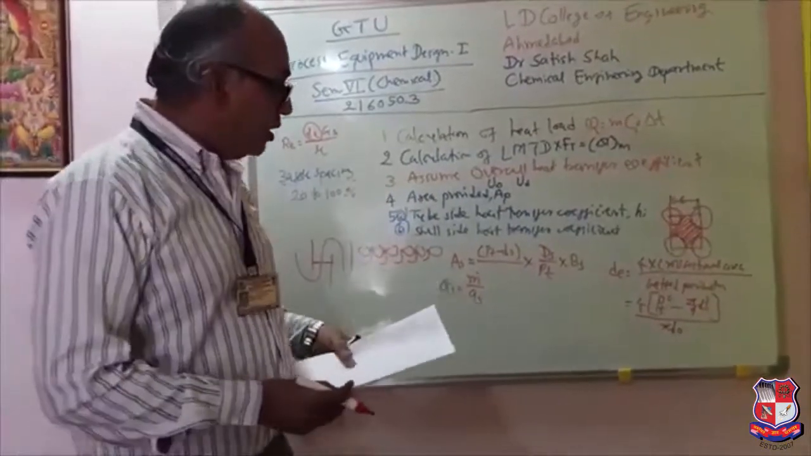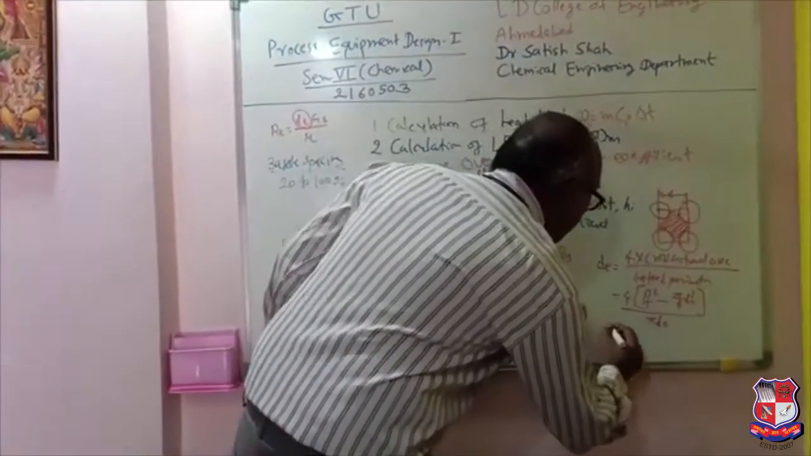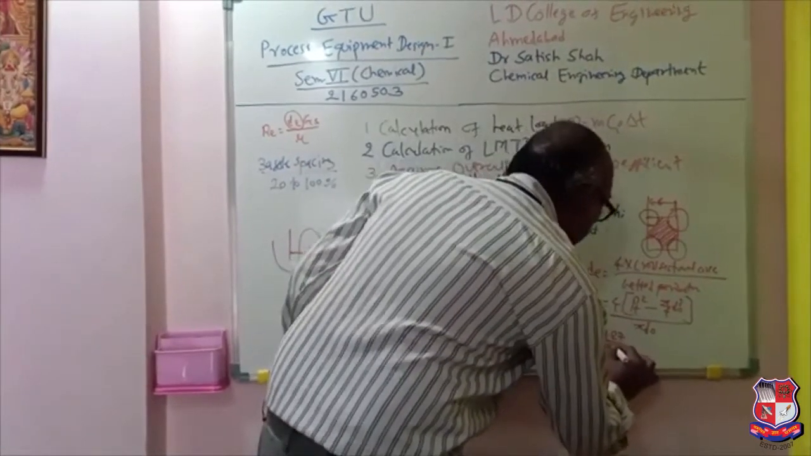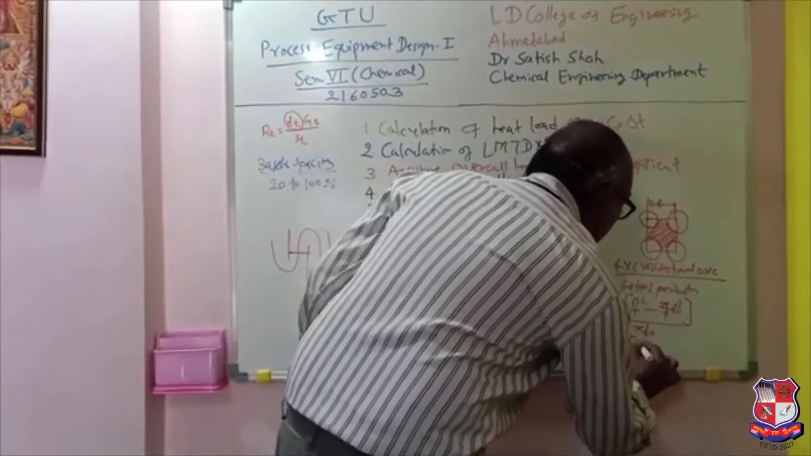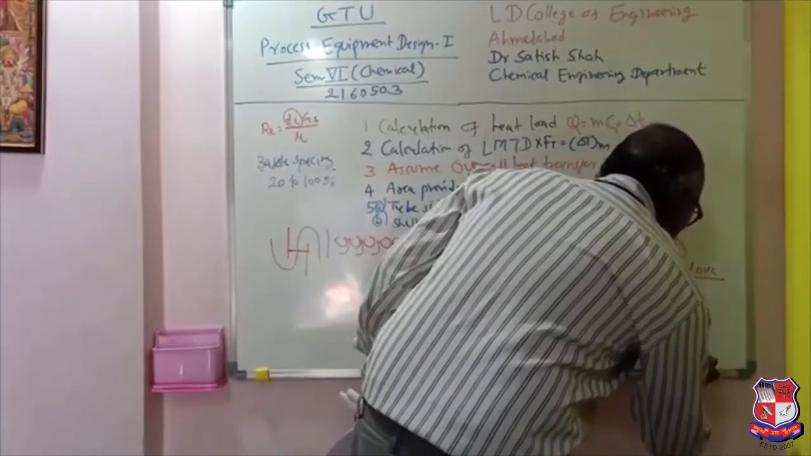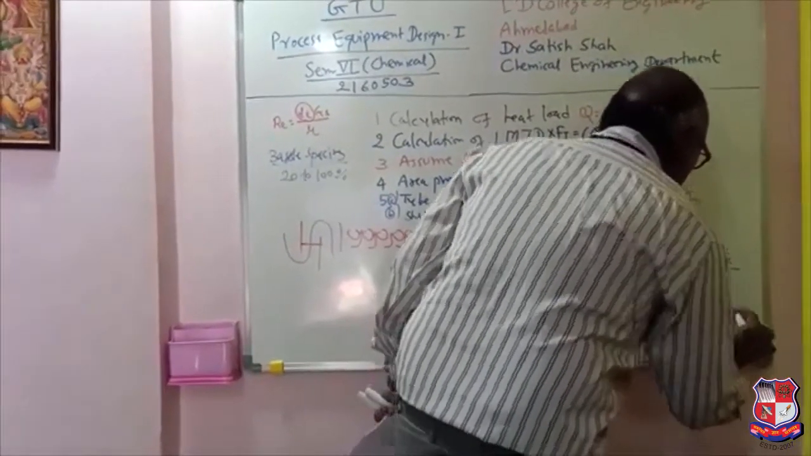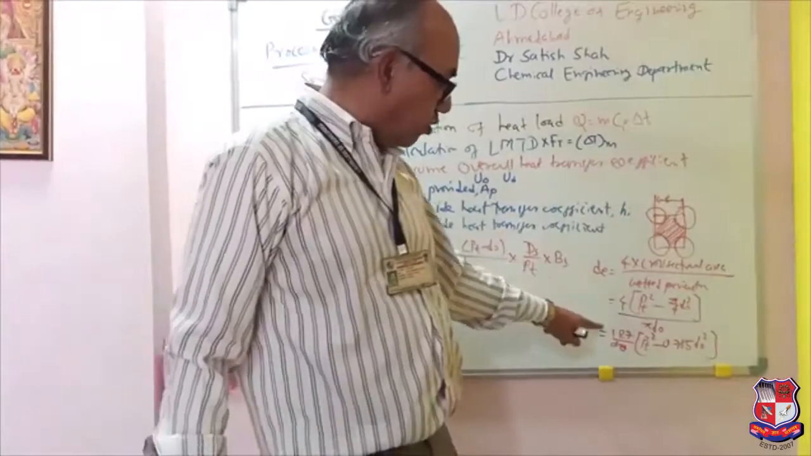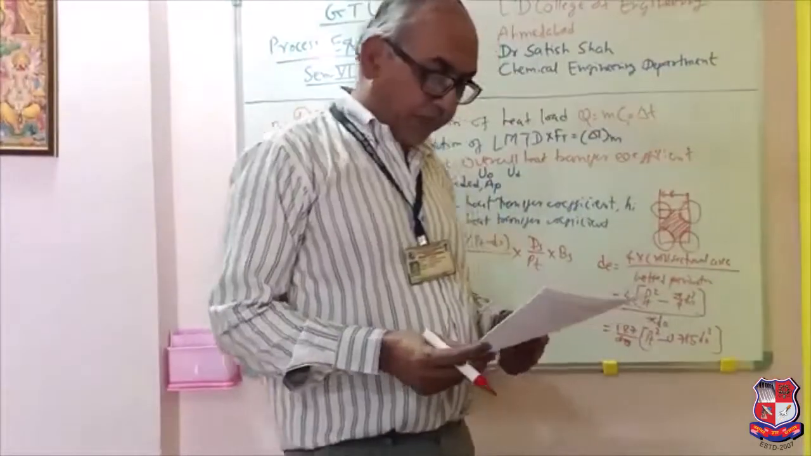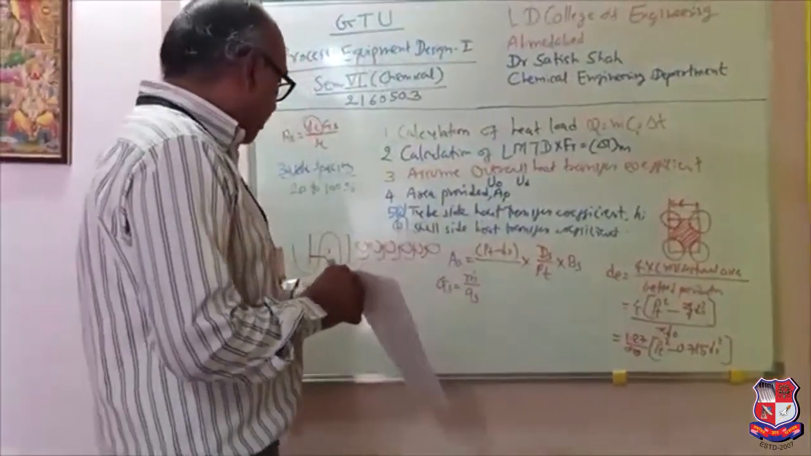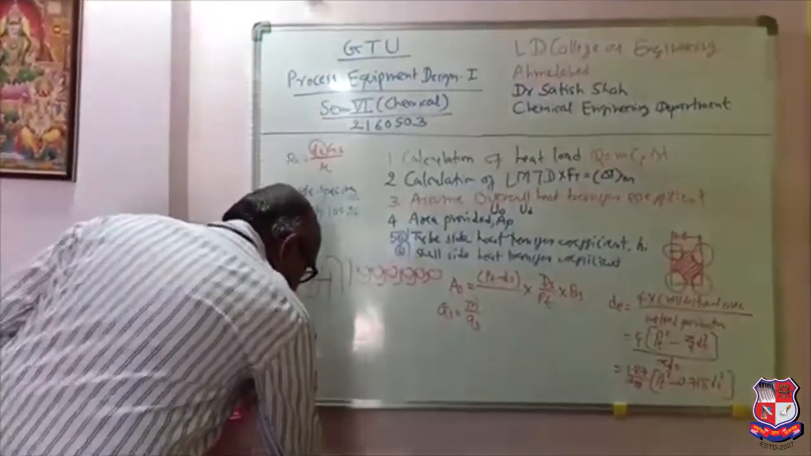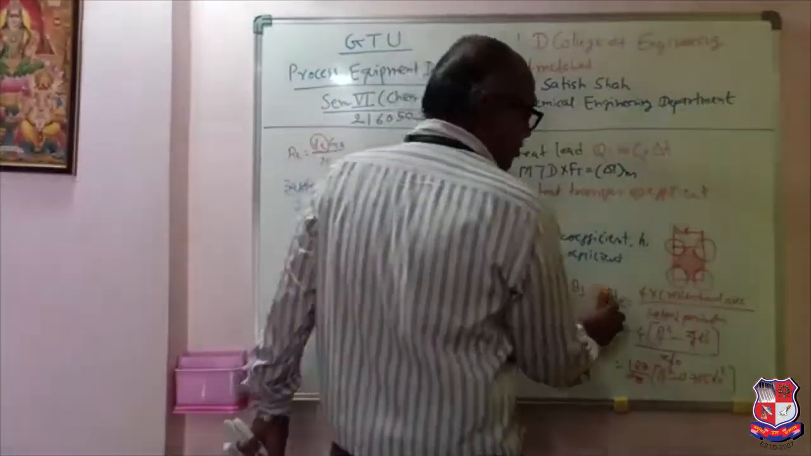So this way you will calculate. If you simplify this, the formula will become 1.27 upon DO into PT square minus 0.785 DO square. If you remember only this formula, dE is equal to 1.27 upon dO into PT square minus 0.785 dO square, it will do. But this is for the square pitch. If you want to do it for the triangular pitch, what is the difference?